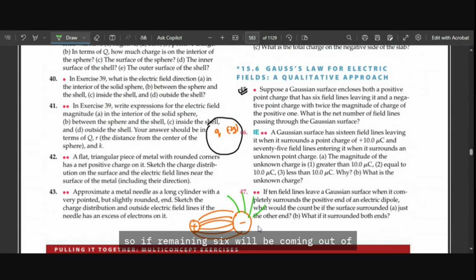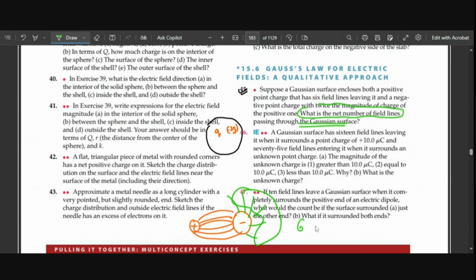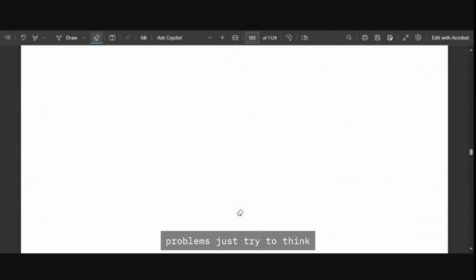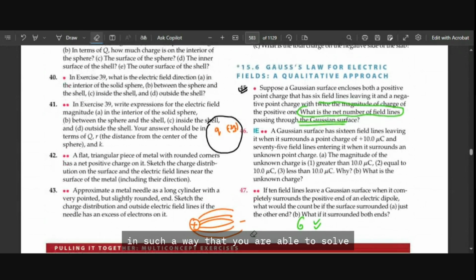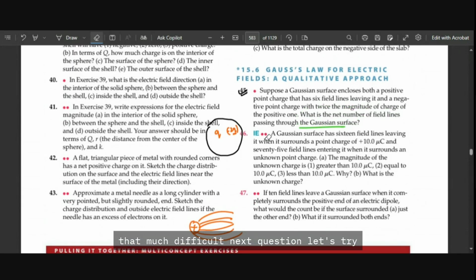So if the remaining 6 will be coming out of it, there must be some number of net field lines passing through the Gaussian surface, and that number is 6. That is what we have to understand here. It is a qualitative approach more than the analytic one we use in other problems. Just try to think in such a way that you are able to solve some conceptual questions as well, which are quite easy, not that difficult. Next question, let's try to do it.